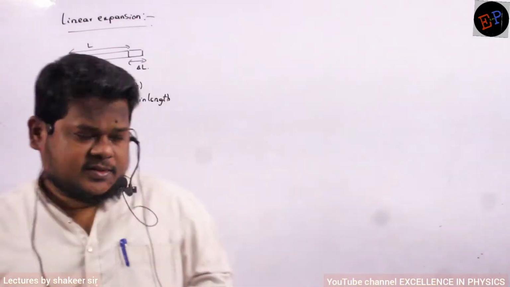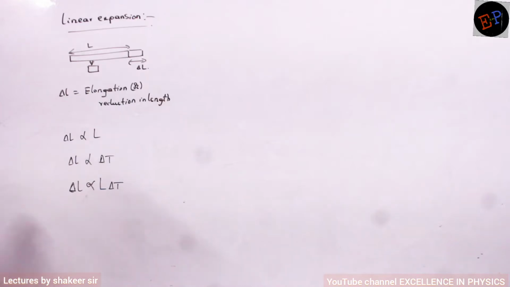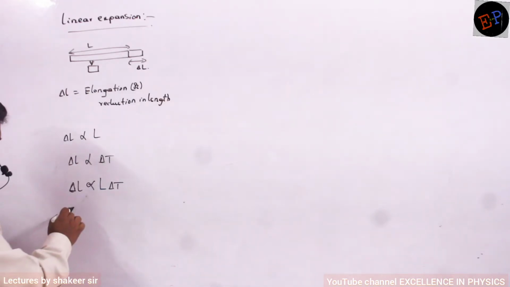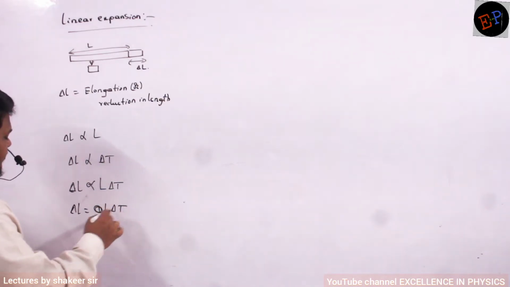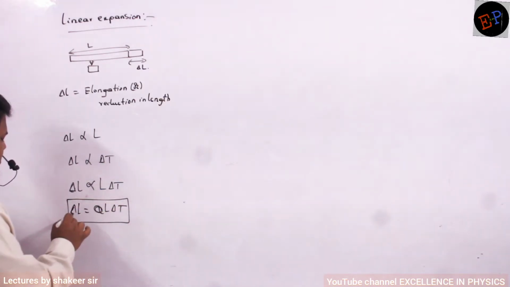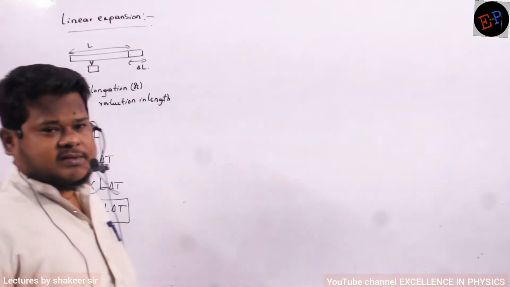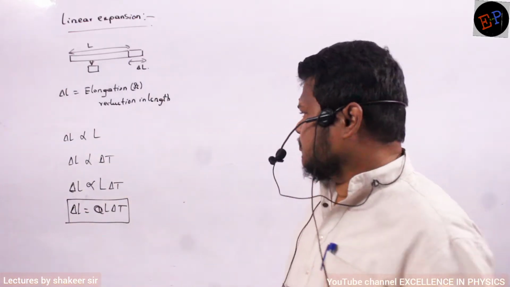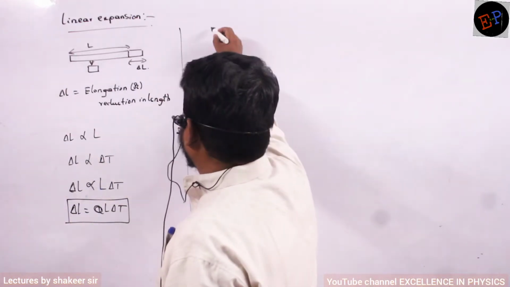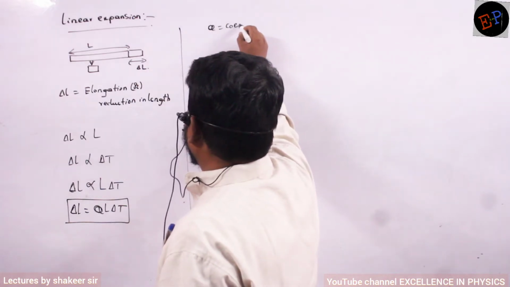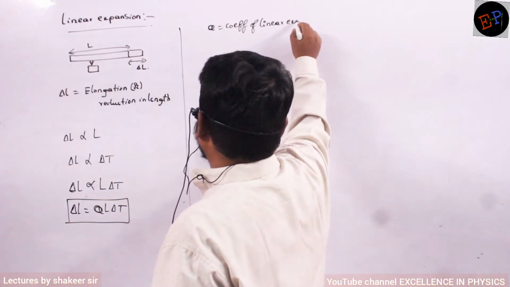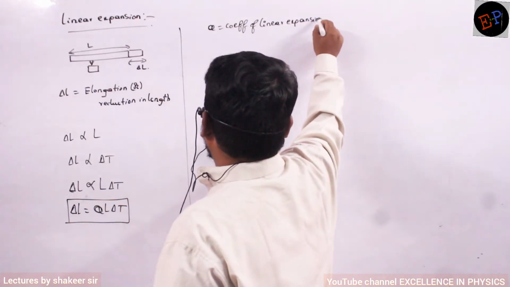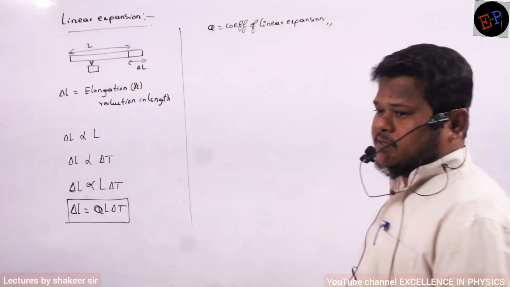And if you want to remove this proportionality symbol, we have to place a constant number, and that constant will be: delta L is equal to alpha L delta T. Here, which is the proportionality constant? Alpha is the proportionality constant. So what is meant by alpha here? Alpha is nothing but the coefficient of linear expansion. Coefficient of linear expansion is called alpha.